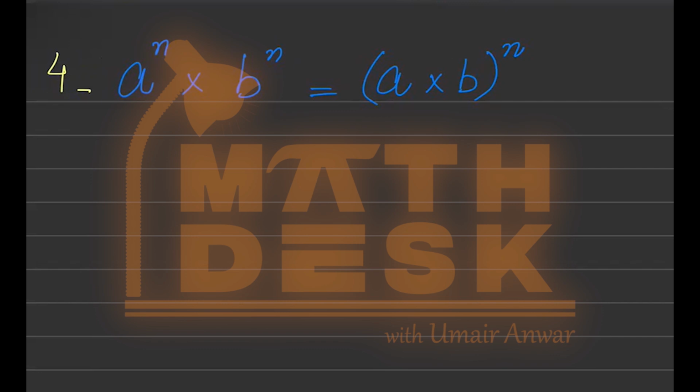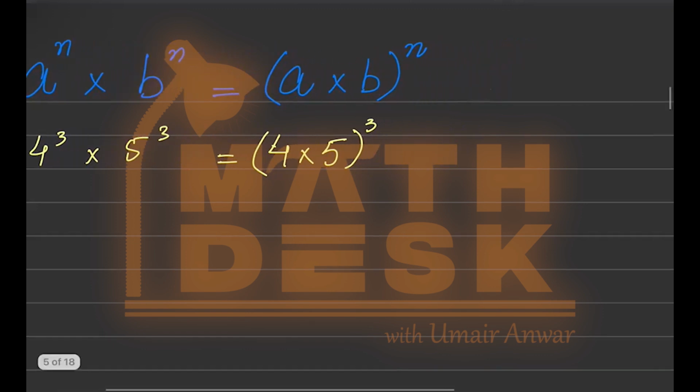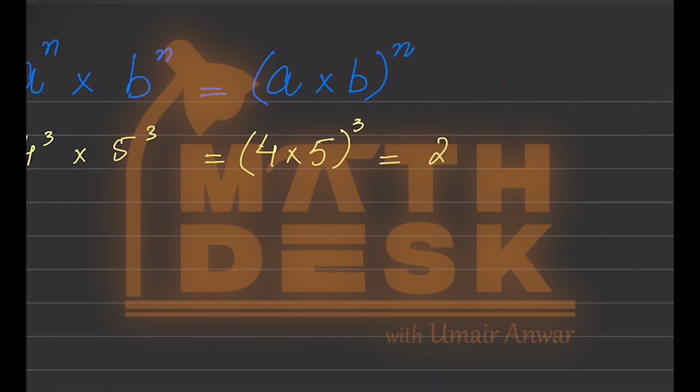For example, we have 4 raised to 3 and 5 raised to 3. Since the powers are the same, the index is the same, and the terms are being multiplied with each other, one way of writing it is to write the product of these two bases first, and then write the index on the product. So it would become 20 raised to 3. This could be the answer.